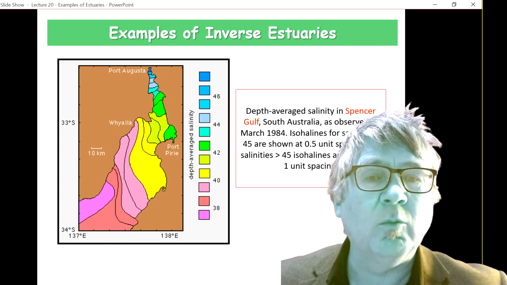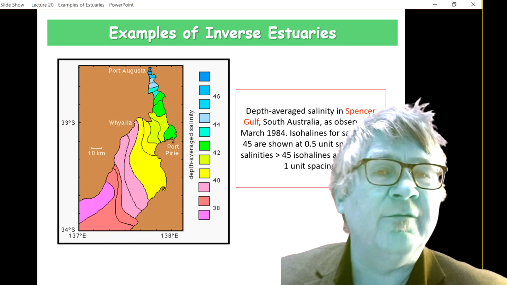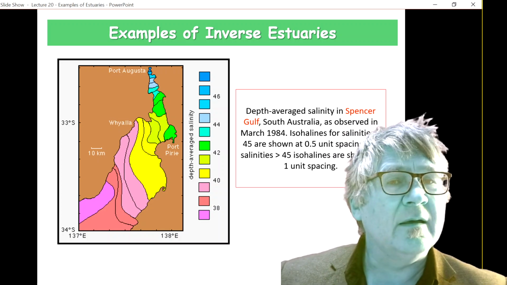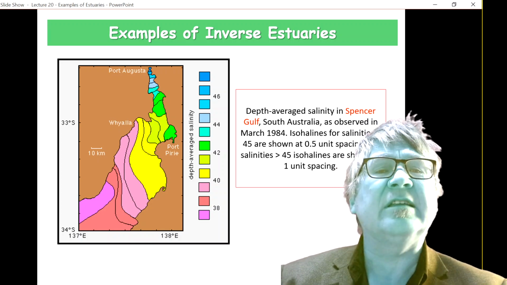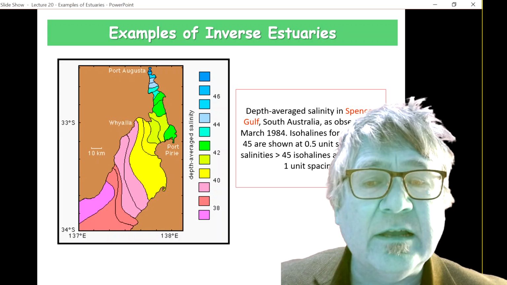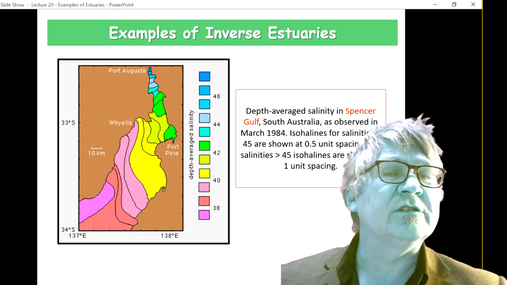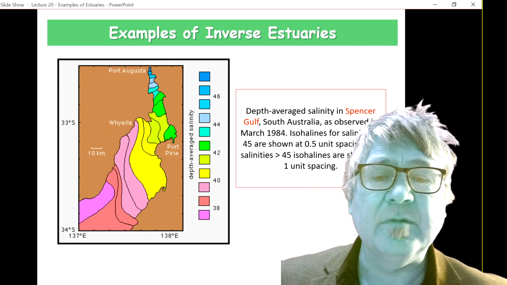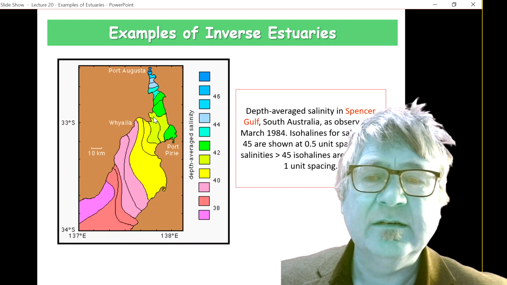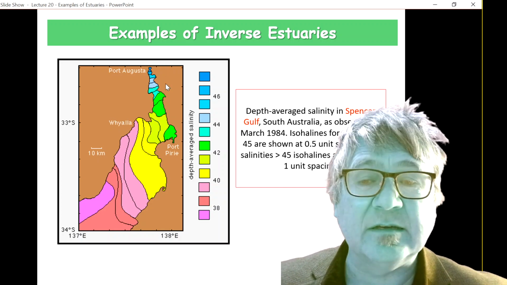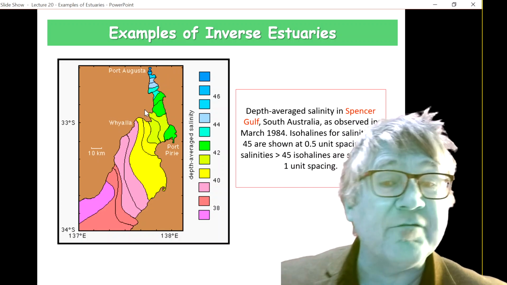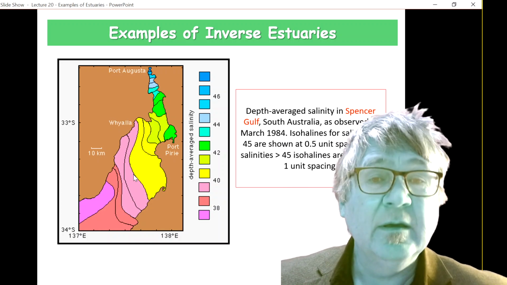Spencer Gulf. So how can you identify an inverse estuary? Well, you can identify it by salinity levels that are much higher compared to salinity levels in the open ocean. So open ocean is 35. Look at the numbers here. 40, 46 near Port Augusta. This is Spencer Gulf. Not all of Spencer Gulf, but sort of the upper half of Spencer Gulf, you can see.